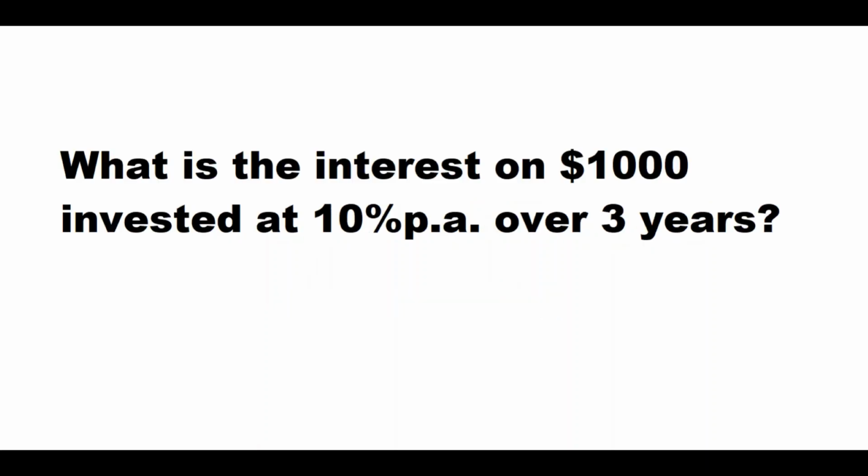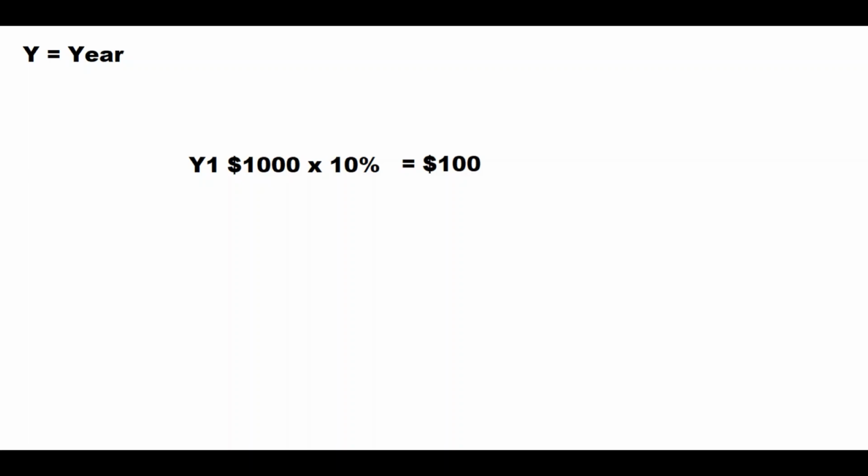This is called compound interest, and the act of adding the previous interest onto the principal is called compounding. Now, I'm going to lay this out to you to give you a better example so you can understand. We're going to do the exact same thing. What is the interest on $1,000 with 10% interest per annum over 3 years? Now, in the first year of the investment, we do the exact same thing. $1,000 times 10% gives us $100 interest.